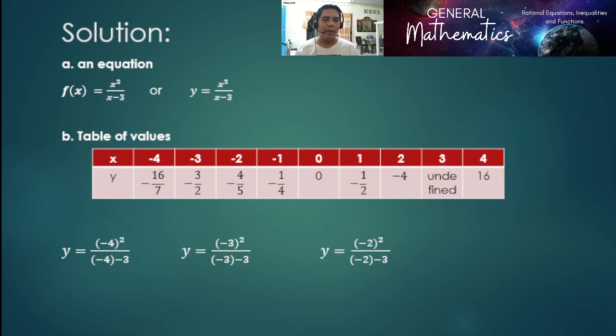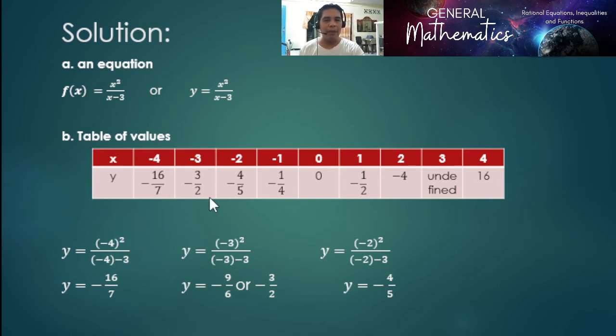Next, this time, yung sa pangalawang example natin, I replaced x with negative 3. And sa pangatlong example natin, I replaced x with negative 2. So, isosolve lang natin yan. Negative 4 squared is 16. And negative 4 minus 3 is negative 7. So, 16 over negative 7 is equivalent to negative 16 over 7. So, yun yung sagot natin dito.